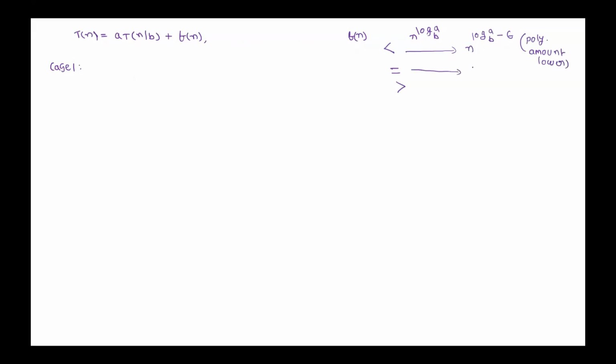F of n's order of growth is the same as n power log a base b. What is this case? F of n's order of growth is more than n power log a base b. That means even if I add some polynomial amount more to it. This is case 1, case 2, case 3. Once we know this, automatically based on this, we will get answers for T of n.